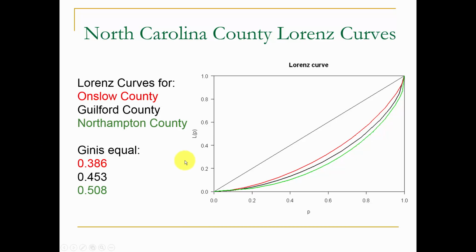These are some Lorenz curves that I calculated for some counties in North Carolina in the United States of America, just to show you, again, some other examples about how different Gini coefficients look differently with different Lorenz curves. I live in Guilford County, and we're kind of about an average Gini coefficient, similar to the United States Gini coefficient of about 0.45. The county in my state that has the least amount of income inequality is Onslow County, with a Gini coefficient of 0.386. And the one with the highest income inequality is Northampton with a 0.508. That's the green Lorenz curve down there.